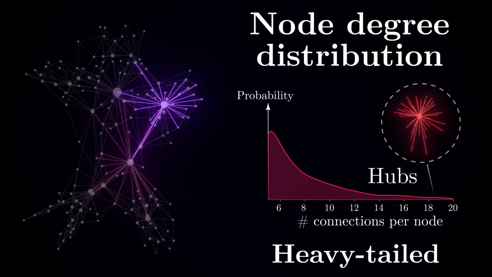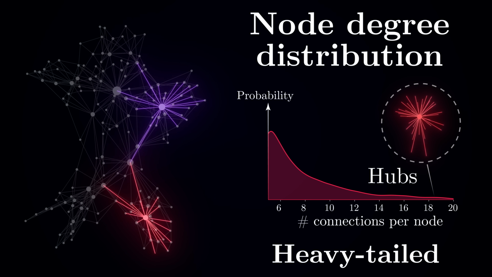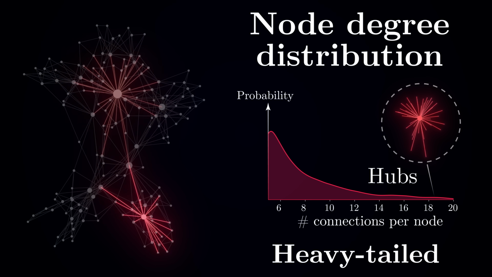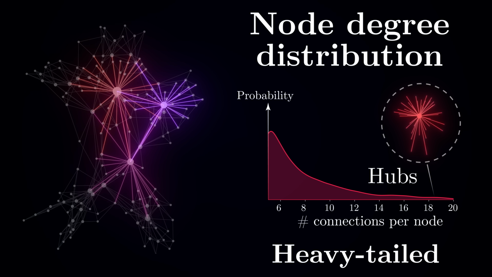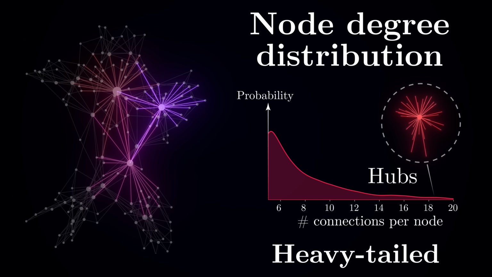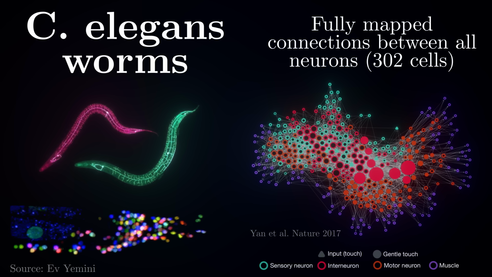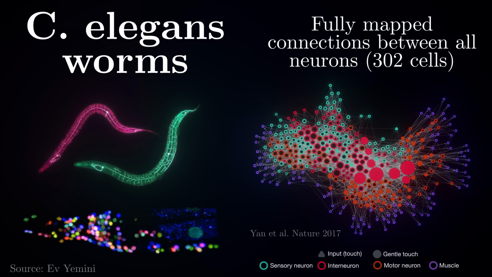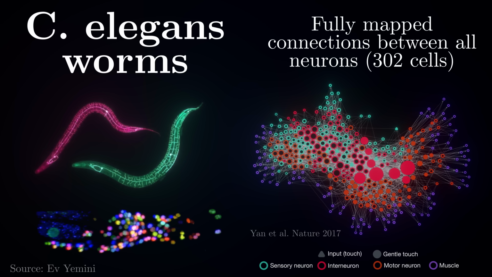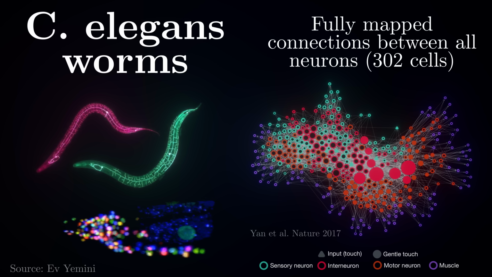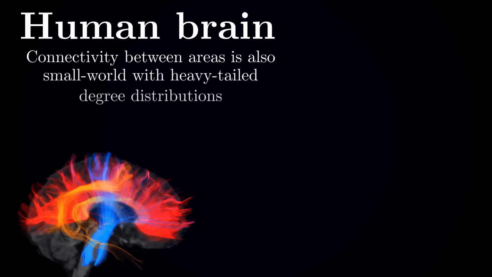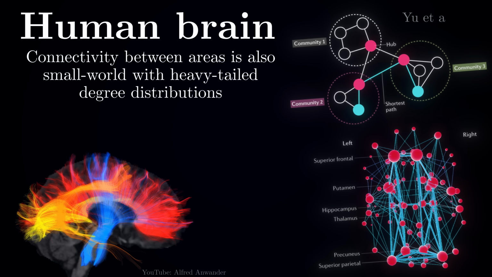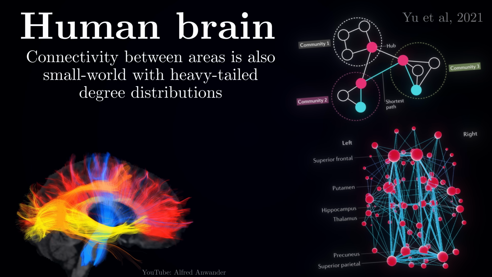These hubs serve as bridges between different processing modules, enabling efficient global communication while preserving specialized local processing. We see this principle at work across many different scales. In C. elegans worms, where scientists have mapped every single neuron and every connection, there indeed exist certain hub cells responsible for relaying a bulk of communication within the network. In the human brain, we find specific regions that send connections throughout much of the brain.